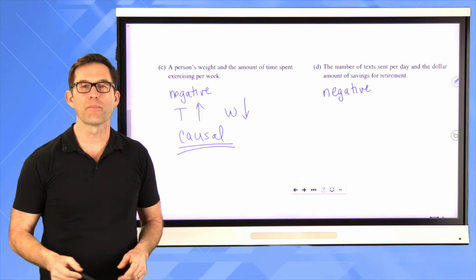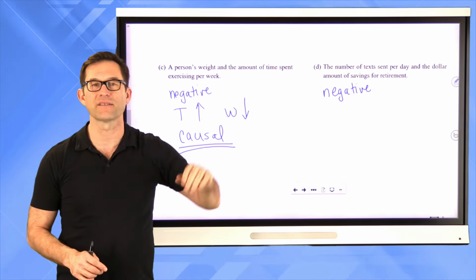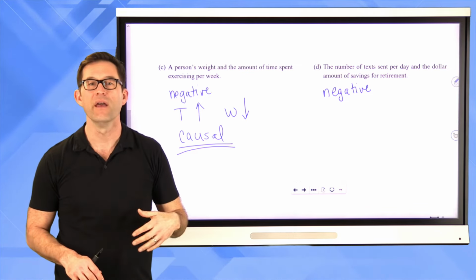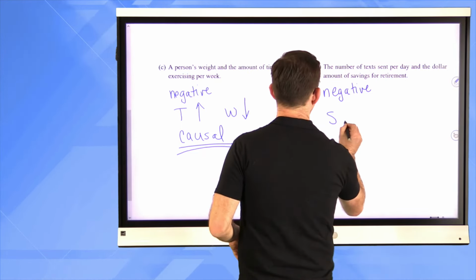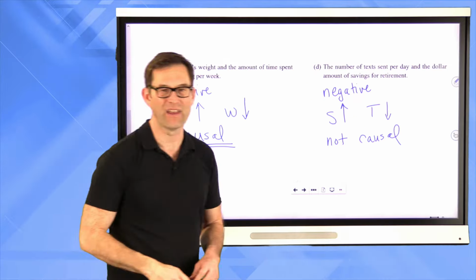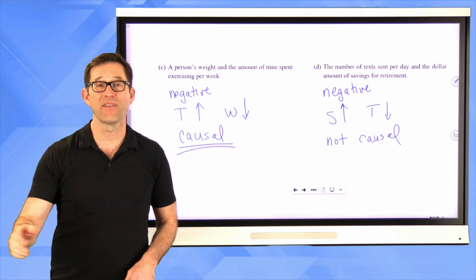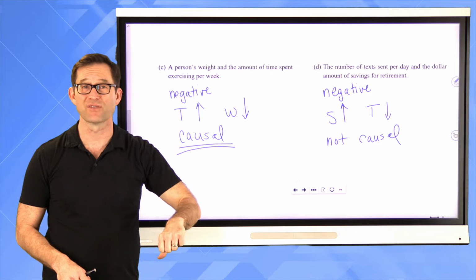So the older a person is, the more they have saved for retirement and the less number of texts they tend to send per day. Older people tend to send less texts per day than younger people. So as the amount of savings goes up, the amount of texts goes down. But this isn't causal. It's not that the amount of savings is causing the number of texts to go down, and it's not that the number of texts going up is causing the amount of savings to go down.